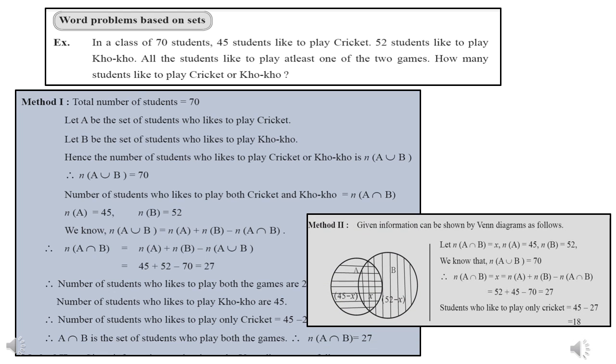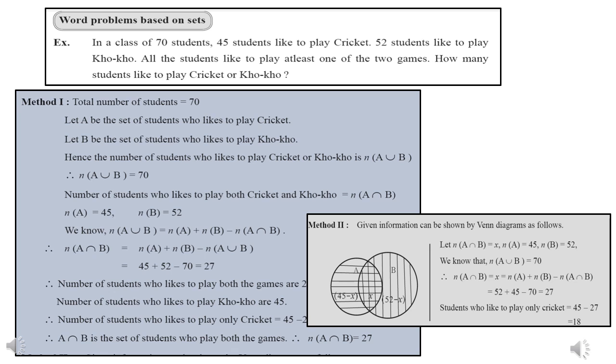Now we solve this word problem with the help of a Venn diagram. So we will draw two circles, one showing set A and the other set B. A is showing the number of students who play cricket and B is for the number of students who play Kho-Kho. Now you can see the size of the circles is also different. Why? Because the number of students who play cricket is less and the number of students who play Kho-Kho is more. So accordingly you have to draw the circles. Now you will name the circles A and B respectively.